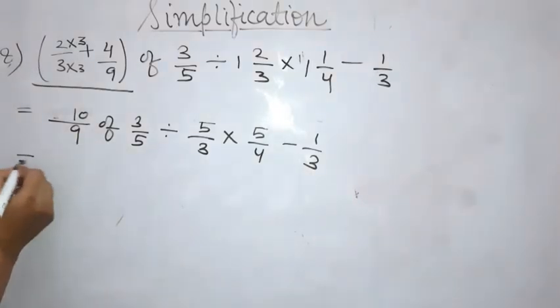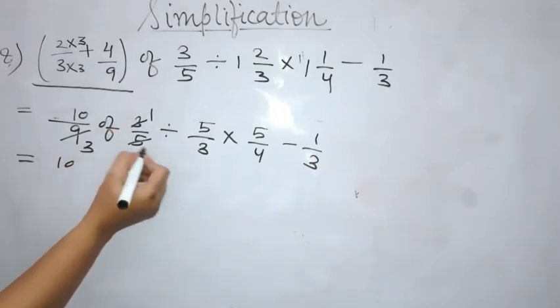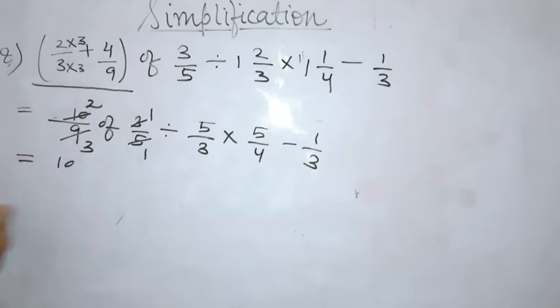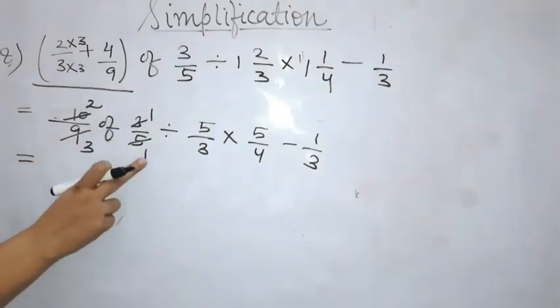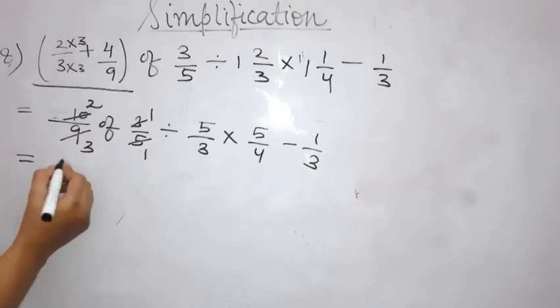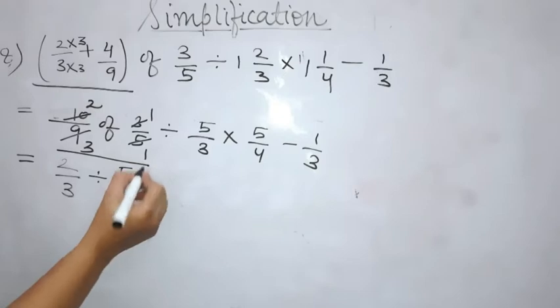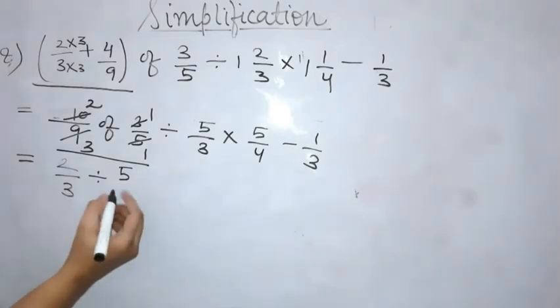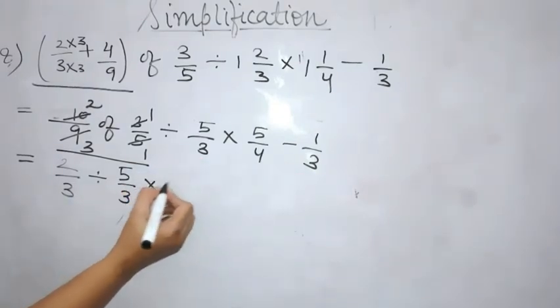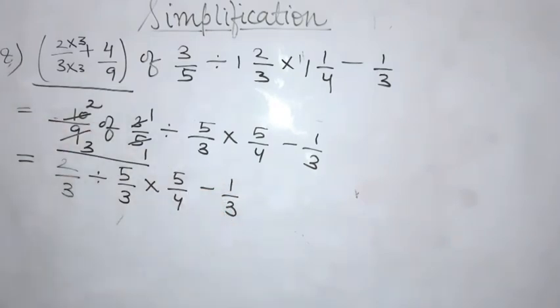Of means multiplication. So 3 ones are 3, threes are, 5 ones are 5, twos are. I have reduced it. Can it be reduced further, students? 3 ones are 3, threes are, 5 ones are 5, twos are. No, it cannot be reduced further. It will be 2 upon 3 divided by, because I have solved this portion, so this much is left: 5 upon 3 multiplied by 5 upon 4 minus 1 upon 3.